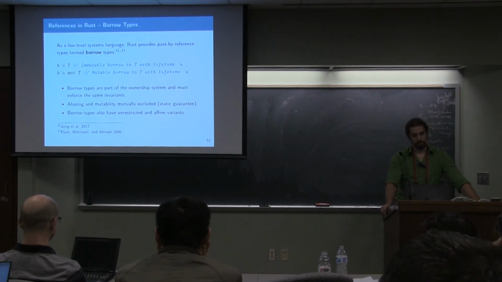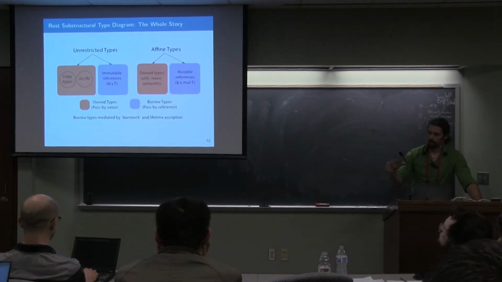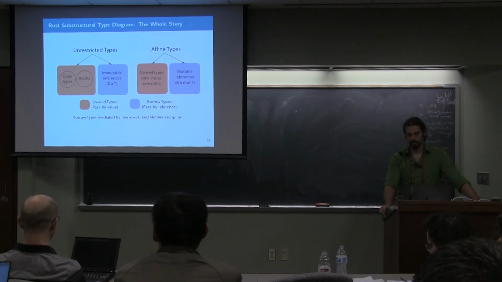But also of interest is that borrow types themselves also have unrestricted and affine variants. And so the whole story behind Rust's substructural types looks a bit like this. Again, you have this split between the unrestricted and the affine types, but you have these owned types as well as the borrow types, each with an unrestricted and affine variant.